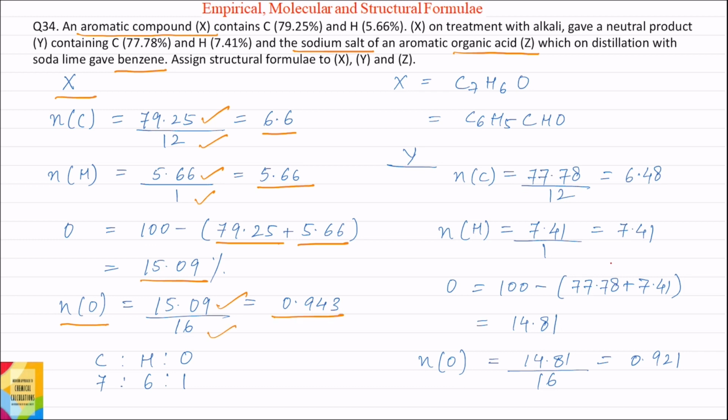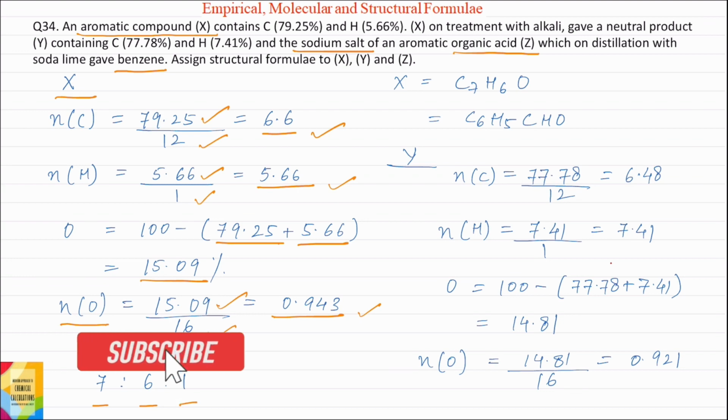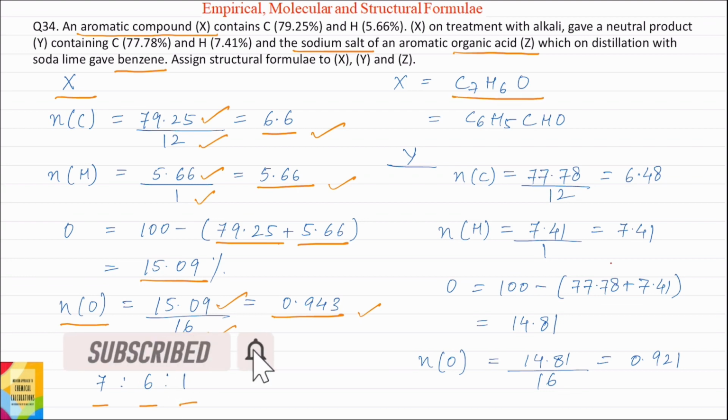equal to 0.943 moles. अब moles of carbon, moles of hydrogen और moles of oxygen को divide कर देंगे 0.943 से, so we get a simple ratio of the moles of carbon, hydrogen and oxygen, which is equal to 7:6:1. X का molecular formula हो जाएगा C7H6O.